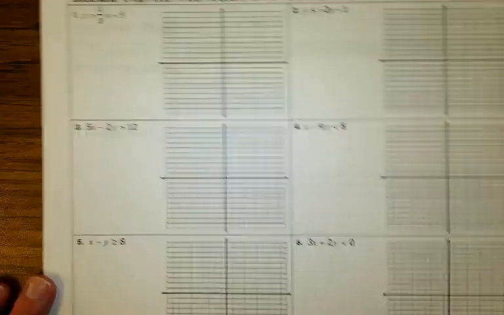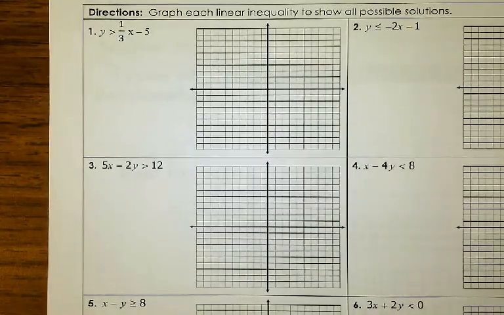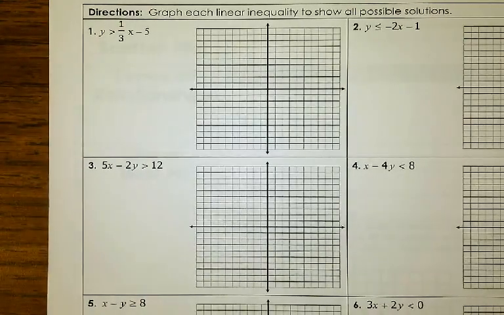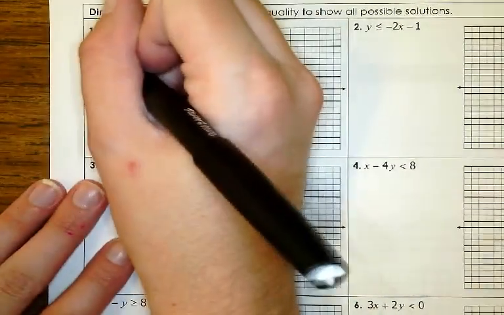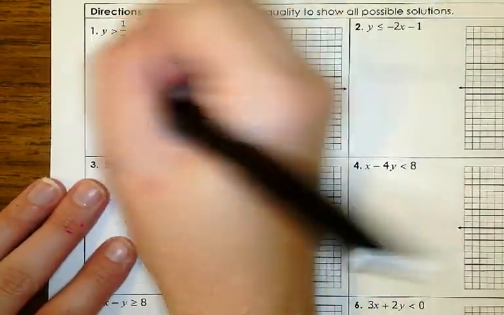So y equals 1/3 x minus 5. Is this in slope-intercept form? Yeah, we're good. So do we need to move it into slope-intercept form? No. So what is my b? What is my y-intercept here? Negative 5, and my slope is 1/3. So I'm going to graph that first.